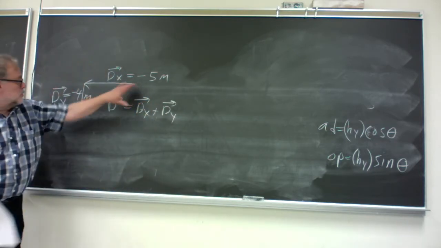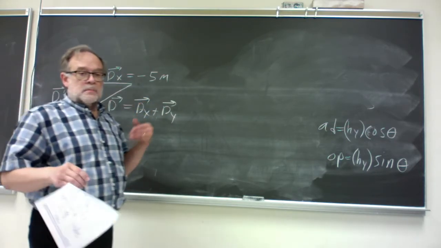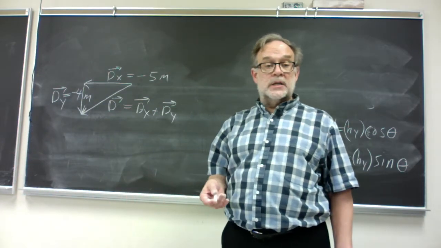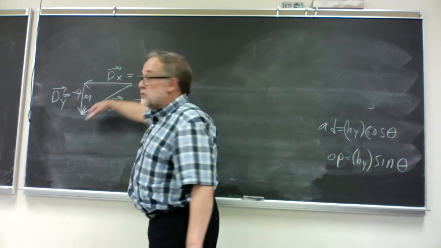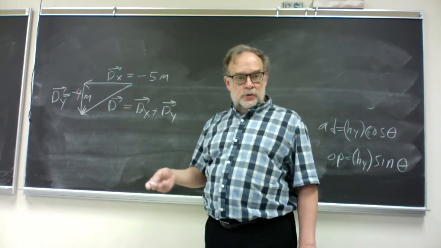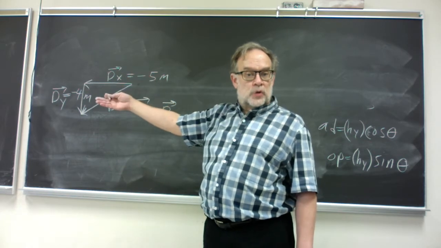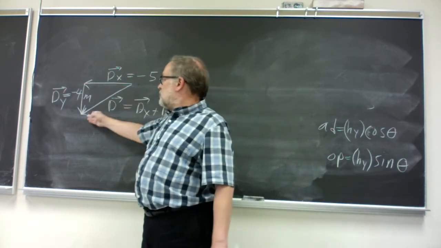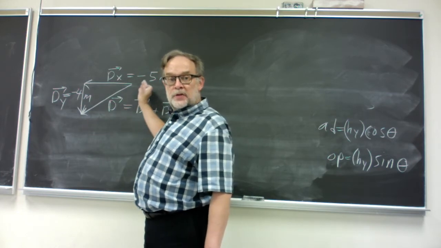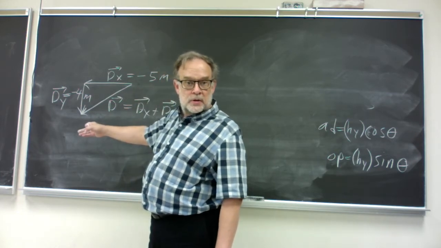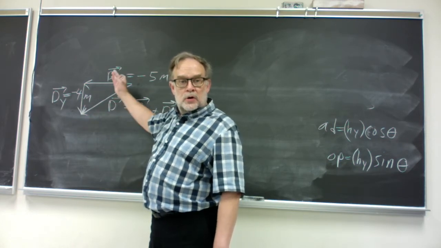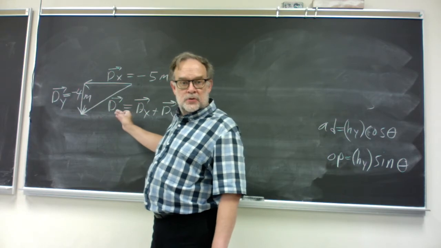But these are the only two numbers that we know, but that's enough to figure out what is the magnitude of d itself and in what direction it's pointing. First, the magnitude. Well, it's a right triangle, and the magnitude of the vector itself always corresponds to the length of the hypotenuse that we always draw when we're showing how components are related to the vector itself.